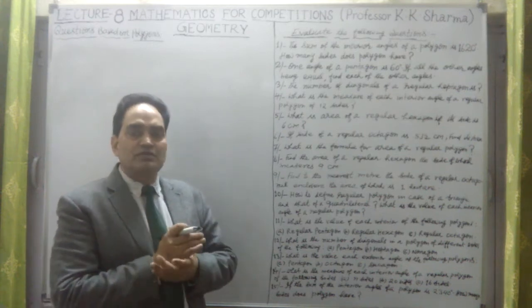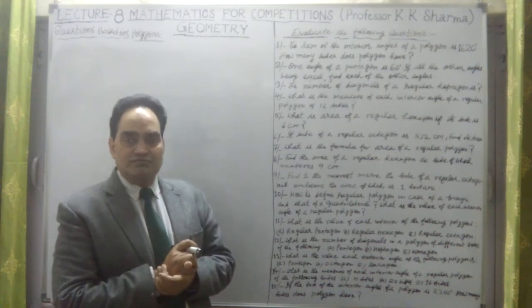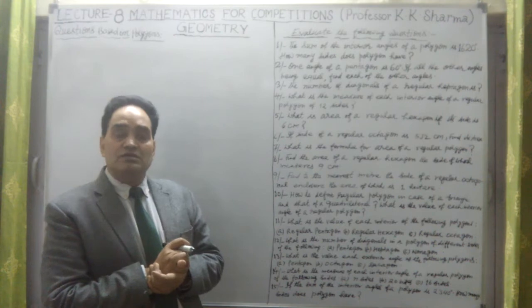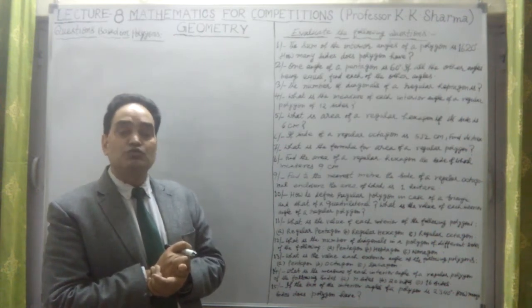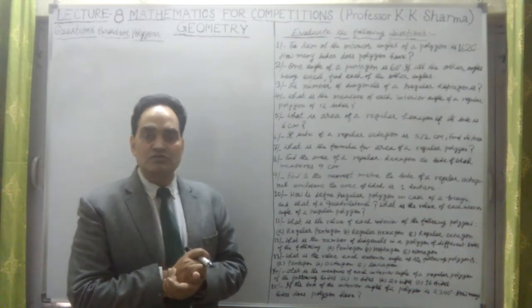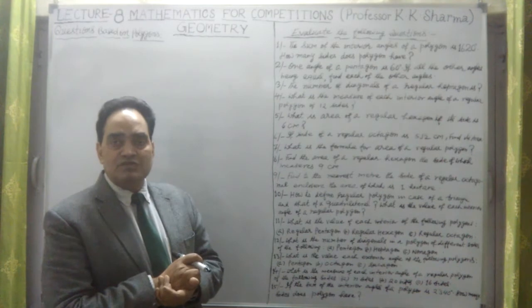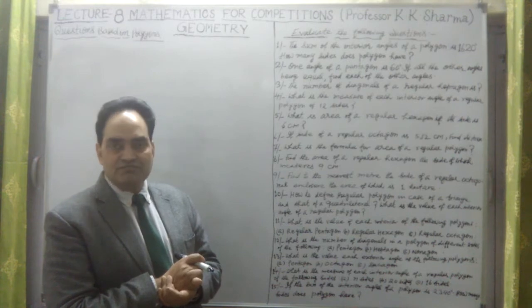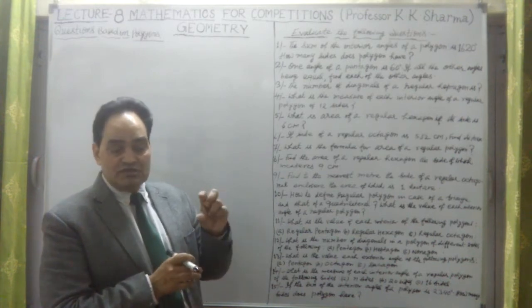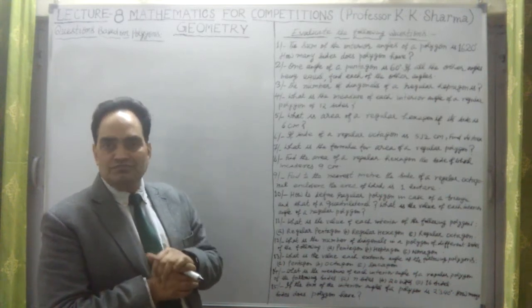For example, let me take a three-sided figure, triangles. A regular polygon of three sides, where sides are three, means a triangle which has equal sides and equal angles. That means an equilateral triangle. So an equilateral triangle is the correct example of a regular polygon.